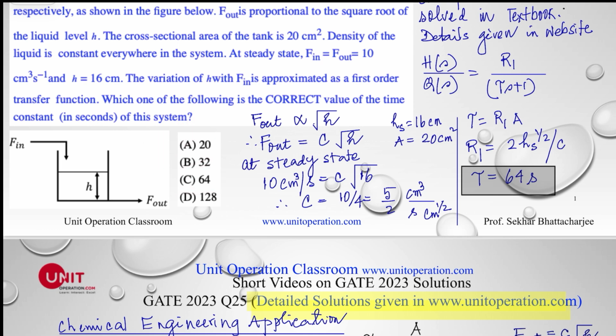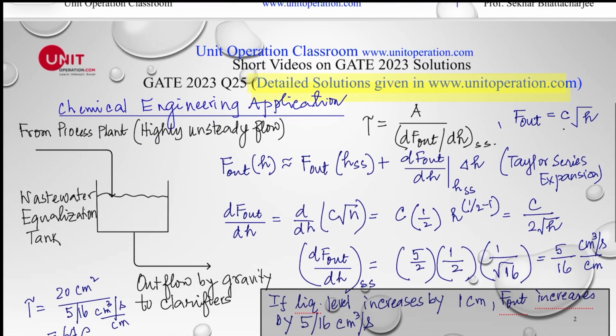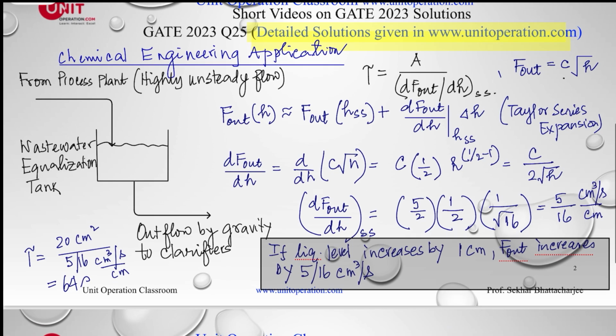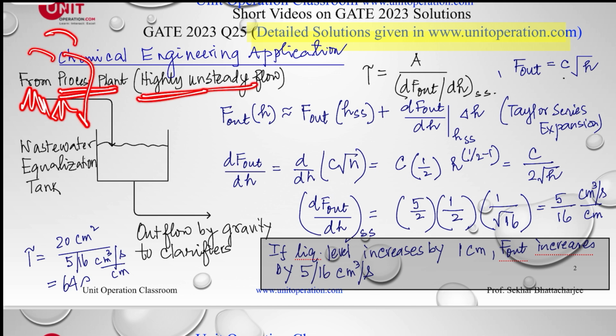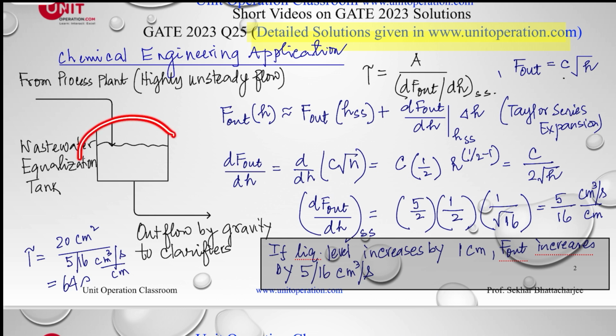Now, you can stop the video here, but if you want to understand a little bit about the chemical engineering application, this is a very important problem. Normally, in wastewater equalization tanks, there's a large variation in the flow from the process plant coming from different sources. These come to the wastewater treatment plant, where before it there is a wastewater equalization tank to smoothen out the flow that goes to the treatment plant. So there's a highly unsteady flow.